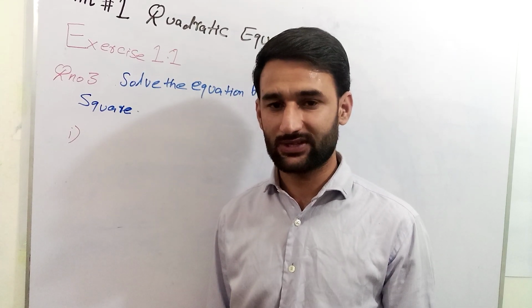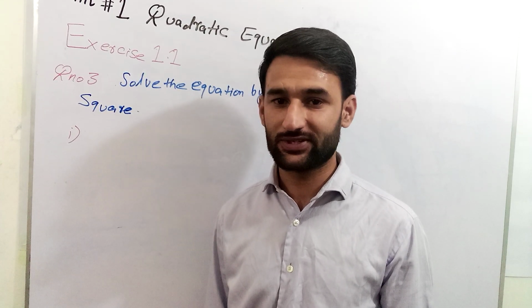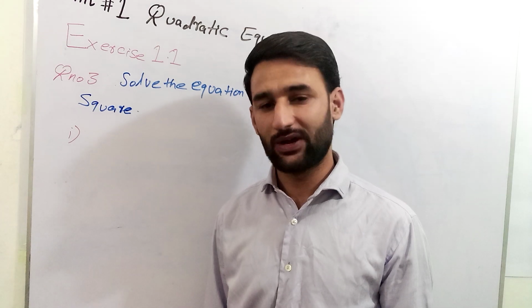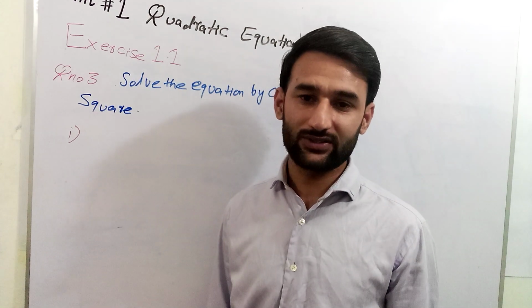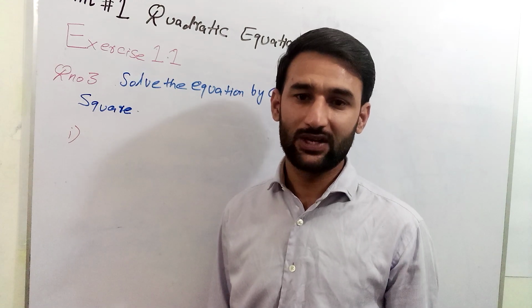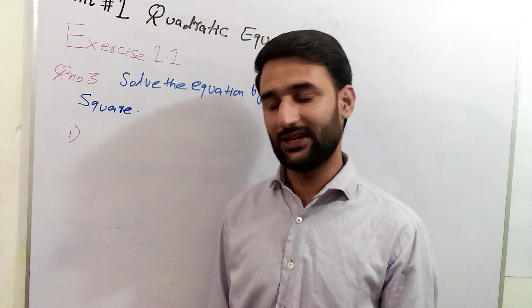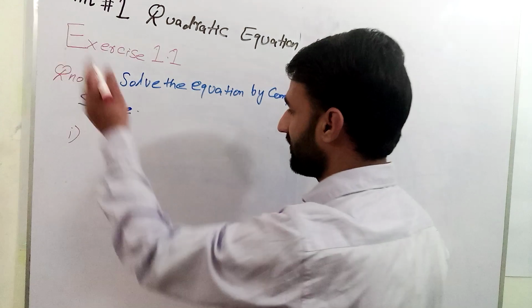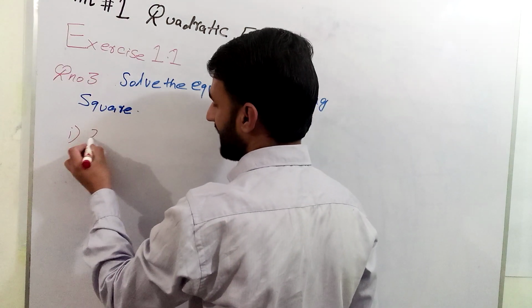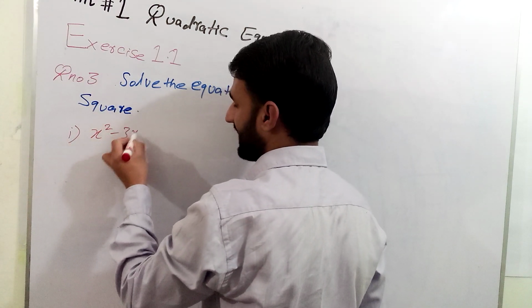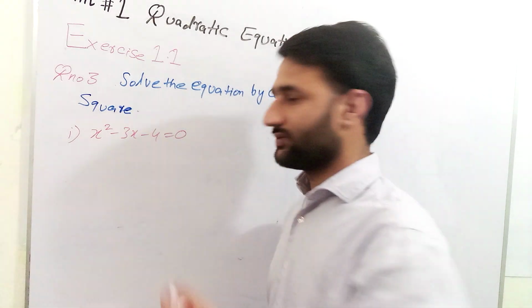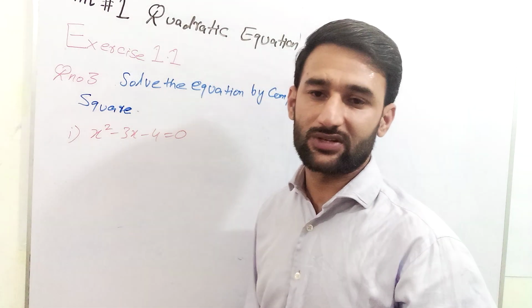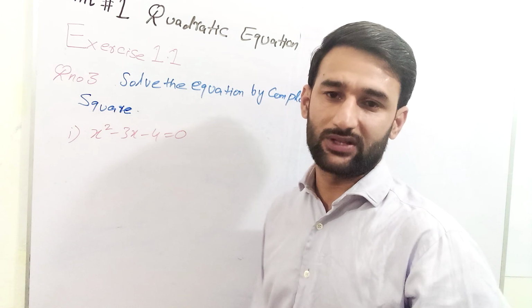Students, last time we discussed how you can find the solutions of a quadratic equation by the factorization method. In this video, we will learn how to find the solutions of a quadratic equation by the completing square method. Let's start today's lecture. For example, I have x squared minus 3x minus 4 is equal to 0. We will try to solve this equation using the completing square method. Let's start.